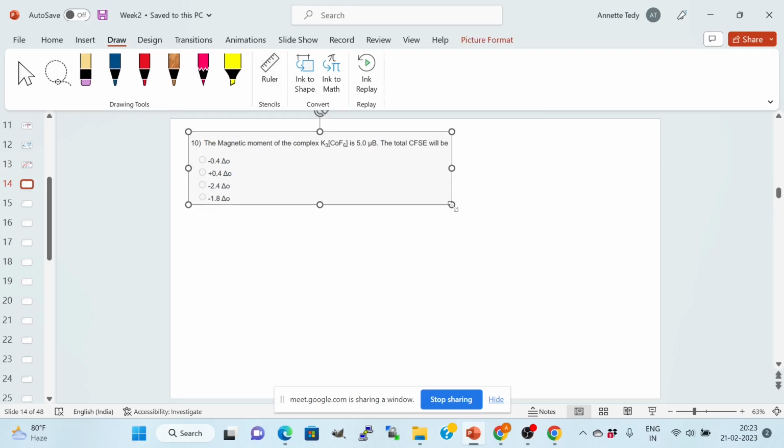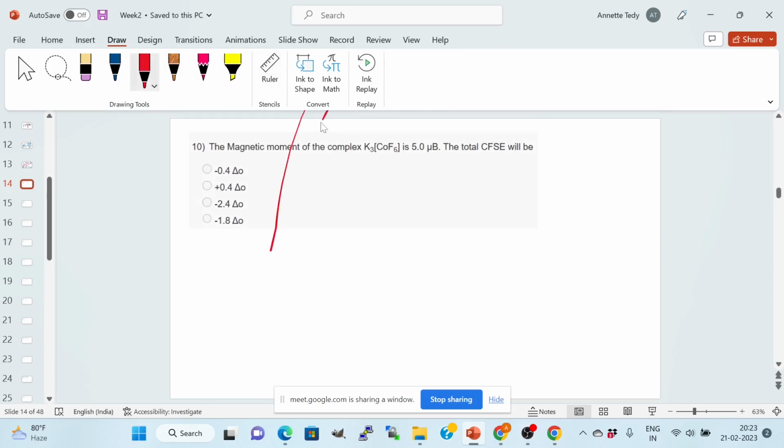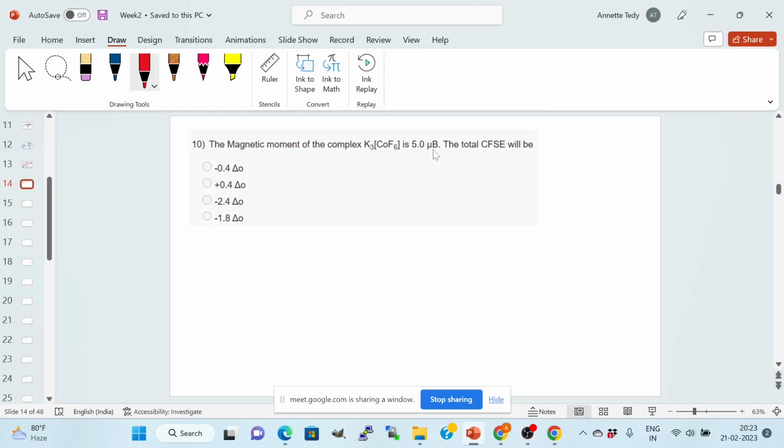This is also an interesting question. The magnetic moment of the complex K3CoF6 is 5 Bohr magneton. The total CFSE will be? So here we have the magnetic moment. From the magnetic moment, we have to calculate the number of unpaired electrons. Then we have to calculate the CFSE.